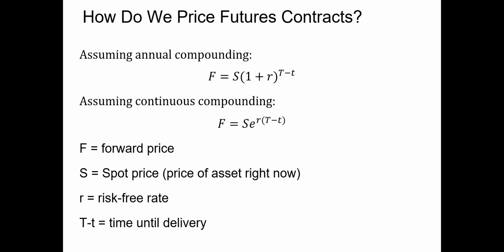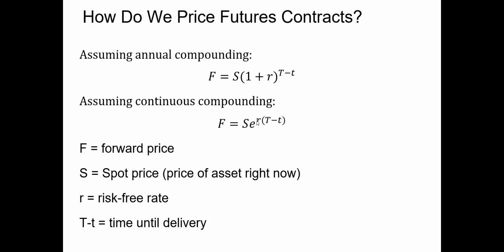The way that we price futures is by using the formula that I have up here. So the value of our futures contract, or the forward price, is going to be equal to the spot price, or the price of whatever asset underlies this contract right now. And assuming we use annual compounding, we multiply the spot price by 1 plus our risk-free rate, so we'll say the yield on a 1-year T-bill, and take that to the power of the time in years until delivery.